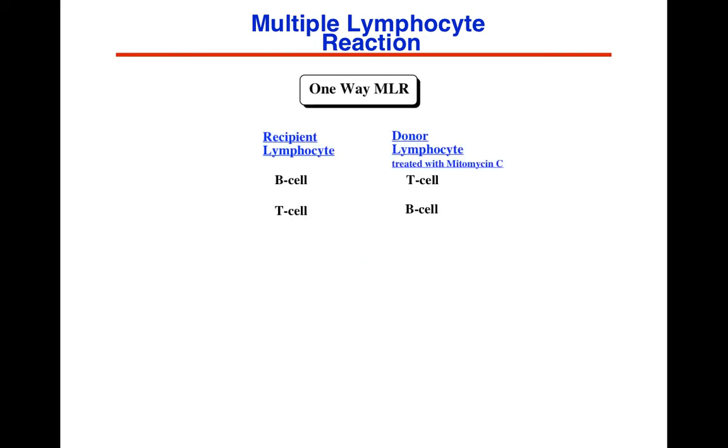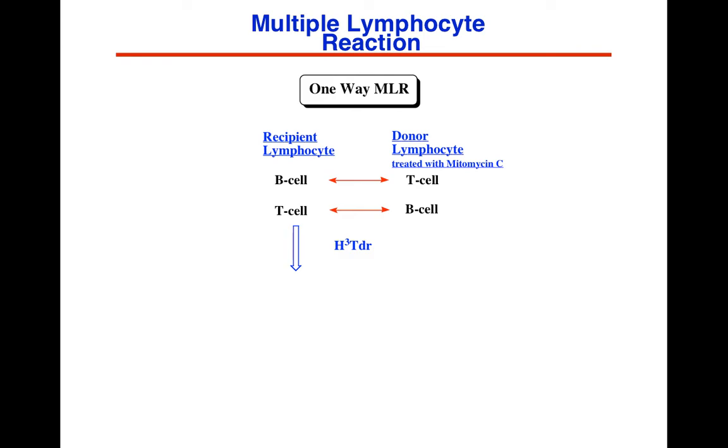There's one other way to do this. It's called one-way MLR, and that involves taking the donor lymphocytes and treating them with a toxic drug, mitomycin. Mitomycin is an anti-cancer drug, and what it does is insert itself into the DNA, the chromosome, and basically lock the DNA such that it can't come apart, so the cells can't divide, and essentially they will die.